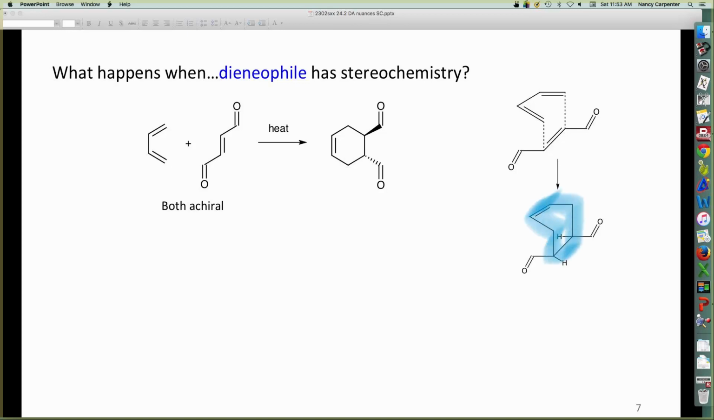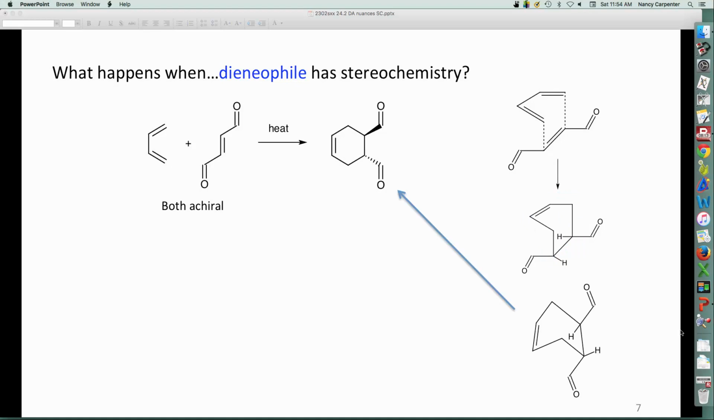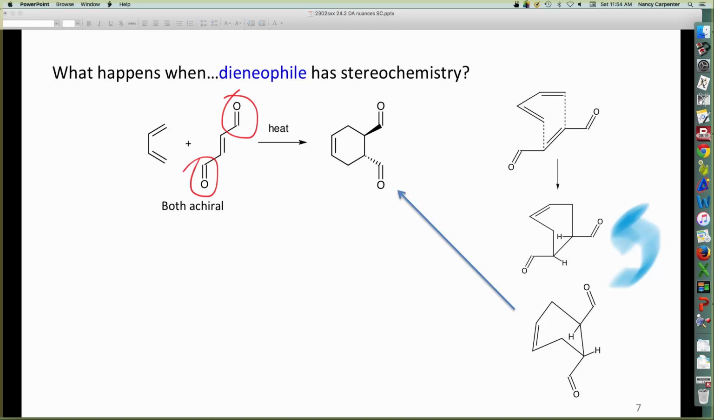It's in the boat configuration. And if I just rotate that boat, all I'm doing here is redrawing this, kind of twisting this up in that direction, you can see how those two are a match. So I've got trans in the dienophile, I've got trans in the product.